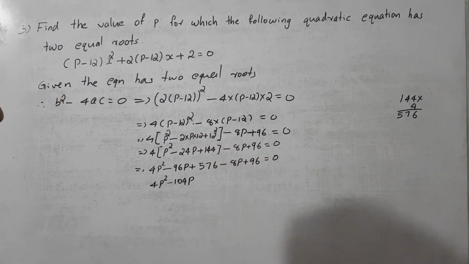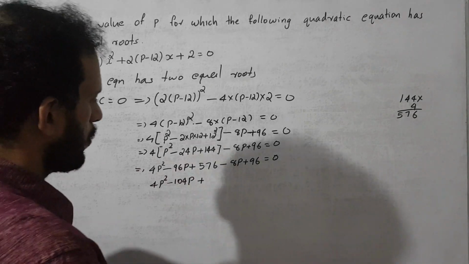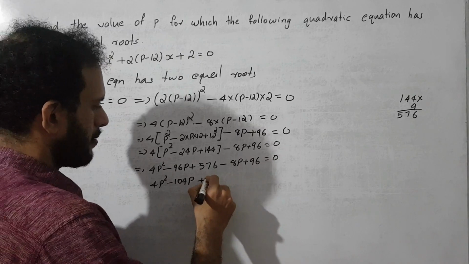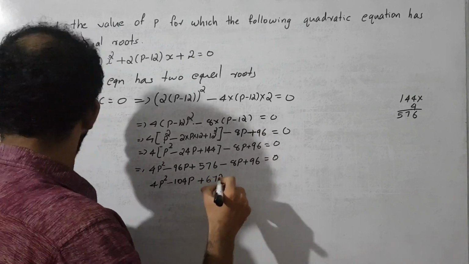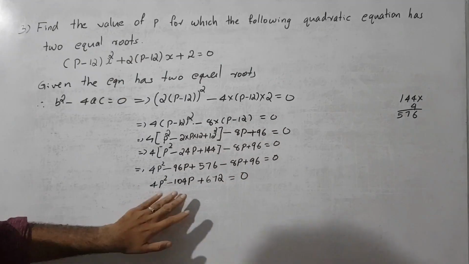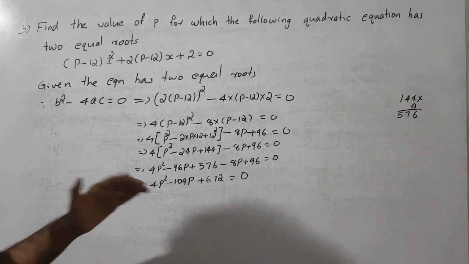576 plus 96, what do we get? Equal to 672, so the equation is 672 equal to 0. The numbers 104 and 672 are big numbers, so we just divide.